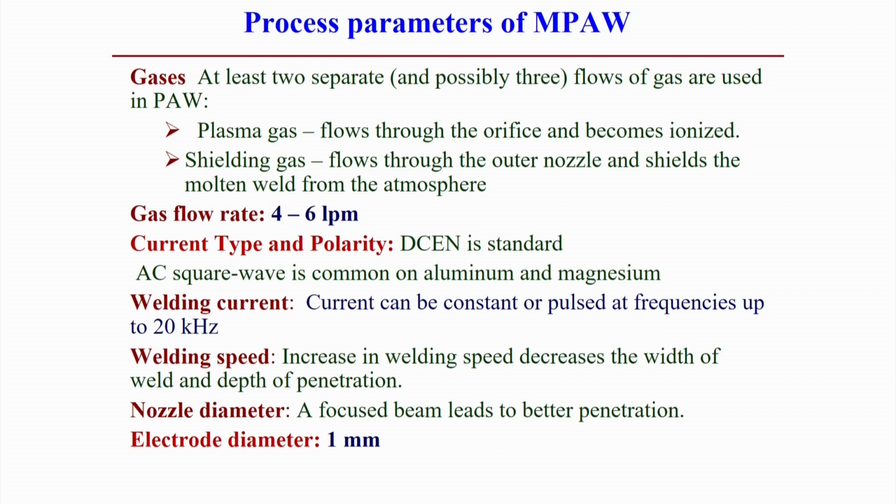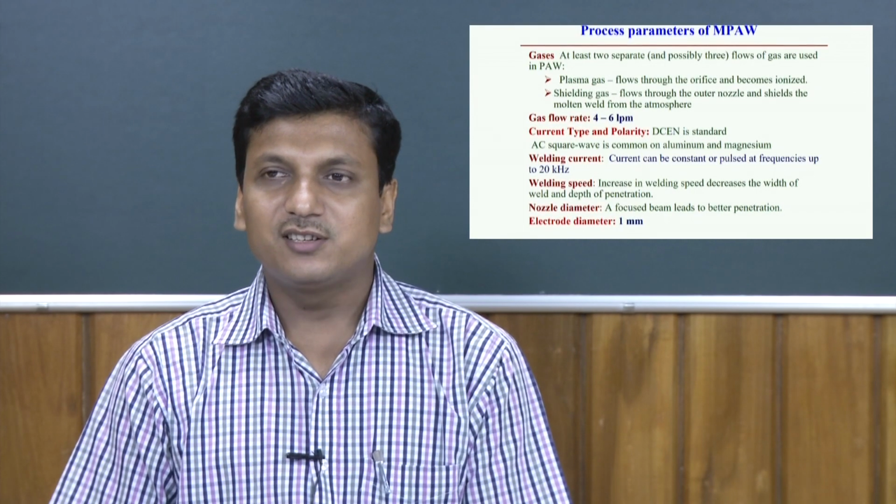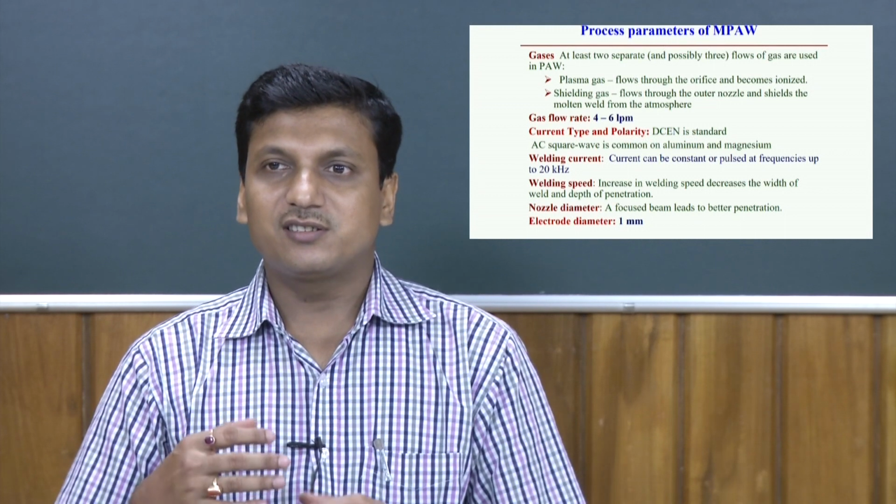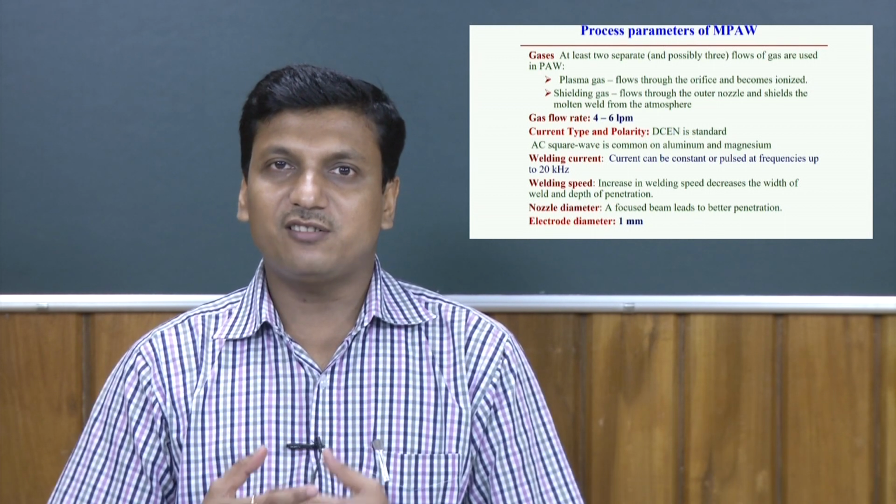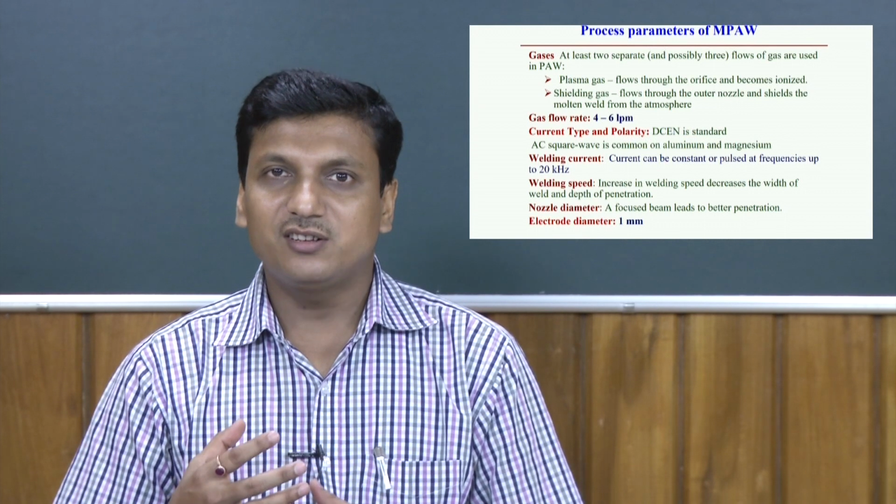For the current type and polarity, we probably use DCEN, direct current electrode negative, so that in that form the maximum heat is generated on the workpiece and a certain percentage of heat is generated on the electrode material. So DCEN polarity is normally used, but in very specific cases, for example aluminum and magnesium or their alloys can be processed using the plasma microwelding process, but the current mode should be AC, so that some 50% of the heat is generated on the workpiece and 50% of the heat is generated on the electrode surface.